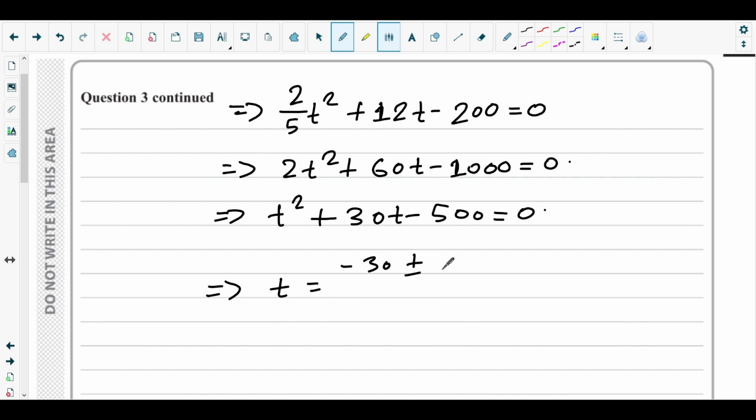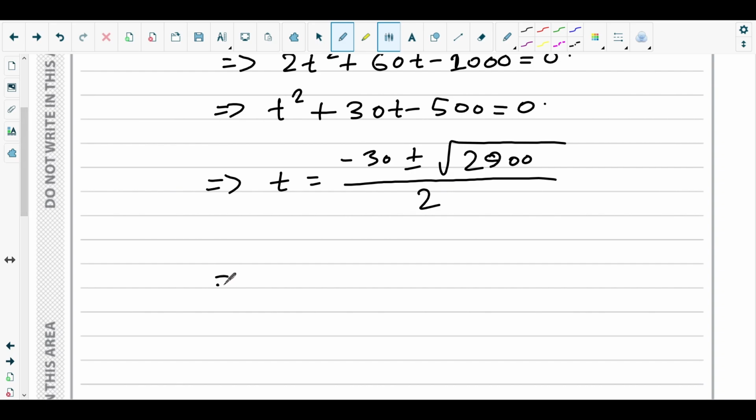Negative 30 plus or minus the square root of b squared minus 4ac, right? So b squared is 30 squared, which is 900, minus 4 times negative 500, where a is 1, so that is plus 2000. That is the square root of 2900 over twice a, that is 2. So we need the value for t, so consider the positive value. The square root of 2900 is 10 square root of 29. So 10 over 2 is 5 square root of 29, minus 15.